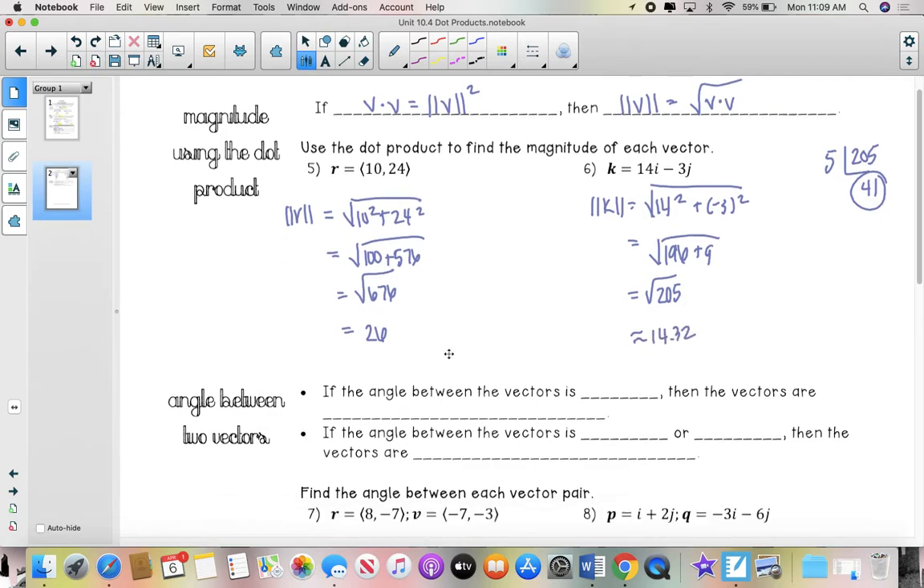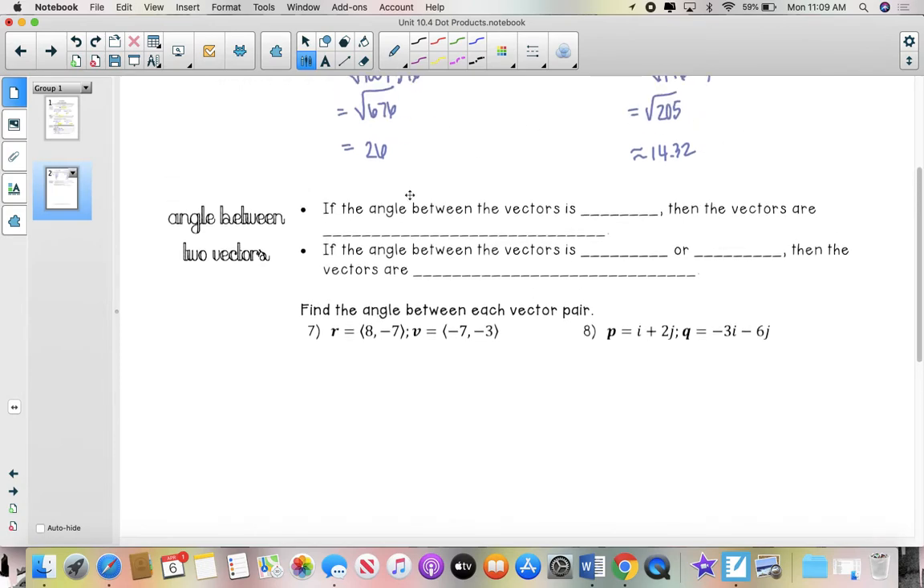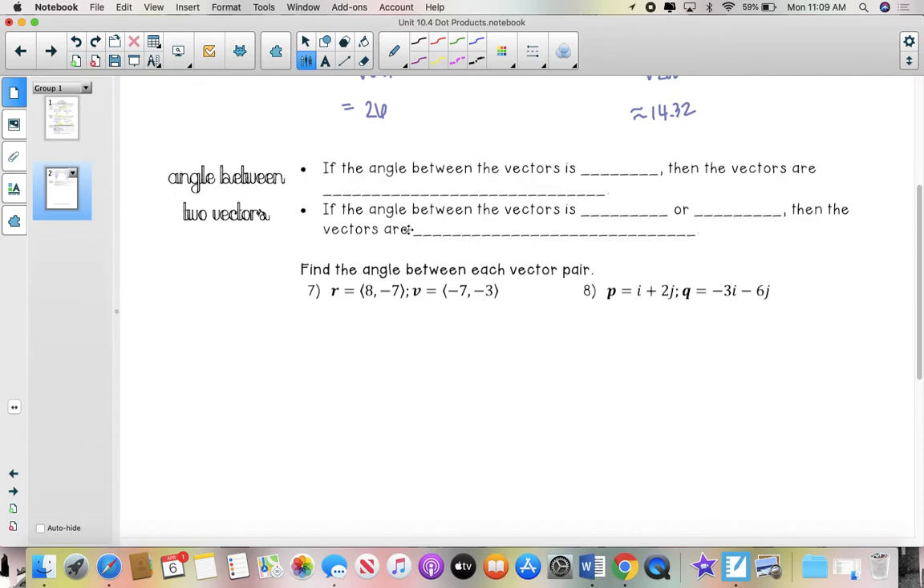All right, last two examples. Okay, I'm just going to do this on this video since this was kind of a review. So, angle between two vectors. Okay, so if the angle between the vectors is 90 degrees, then the vectors are perpendicular, and that we should know. Perpendicular lines create 90-degree angles. If the angle between the vectors is 0 degrees or 180 degrees, then they're going to be parallel.